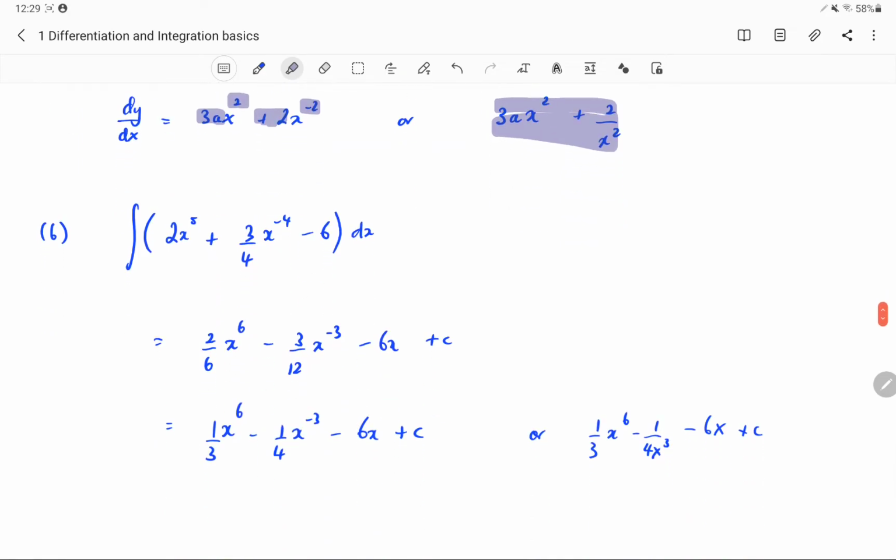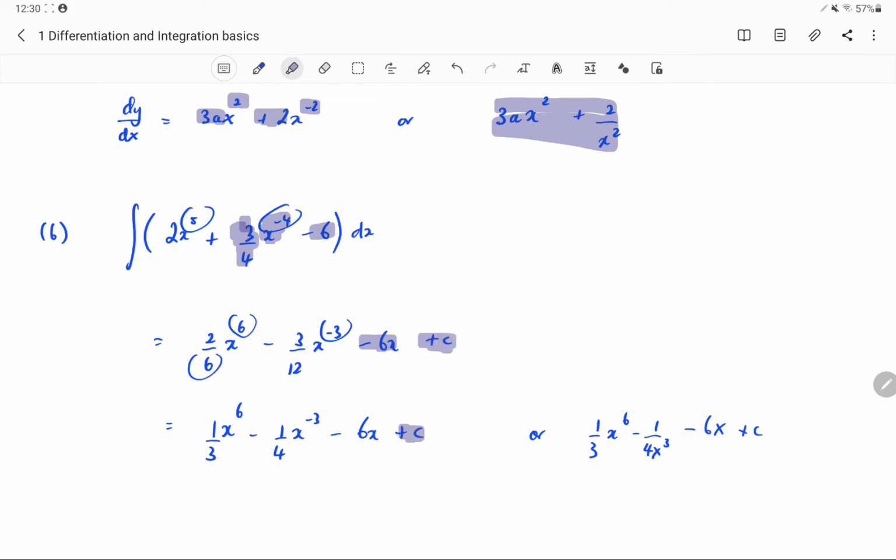Our integration, I have already rewritten, sorry, I've brought the x to the power 4 up to the top. So then going straight into how to get our answer, add 1 to the index and divide by that index. Add 1 to your index and divide by that index. So we have 3/4 divided by -4. That's going to be 3/12, but negative. And then our -6 becomes -6x.